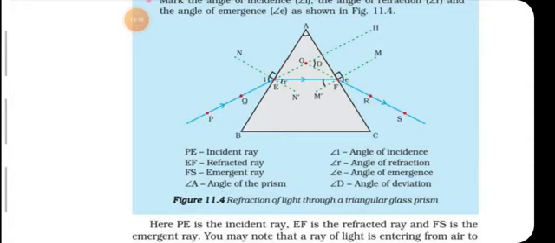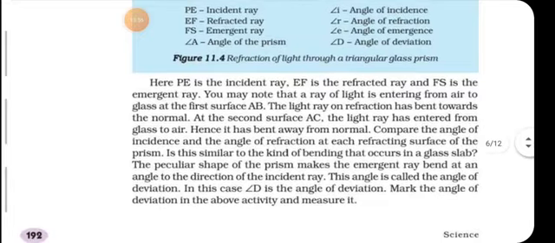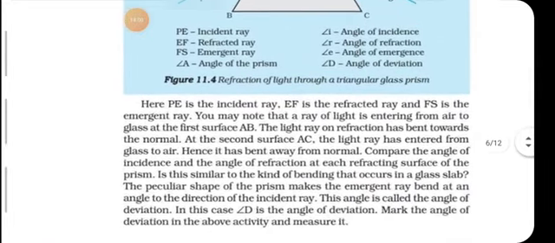See, over here everything is written: measure angle A in triangle ABC. A is known as the angle of prism. I is known as the angle of incidence. R is known as the angle of refraction. R at point E is the angle of refraction, as well as the angle of emergence, and at last it is D, that is also known as the angle of deviation. See, each and everything is written over here, students.